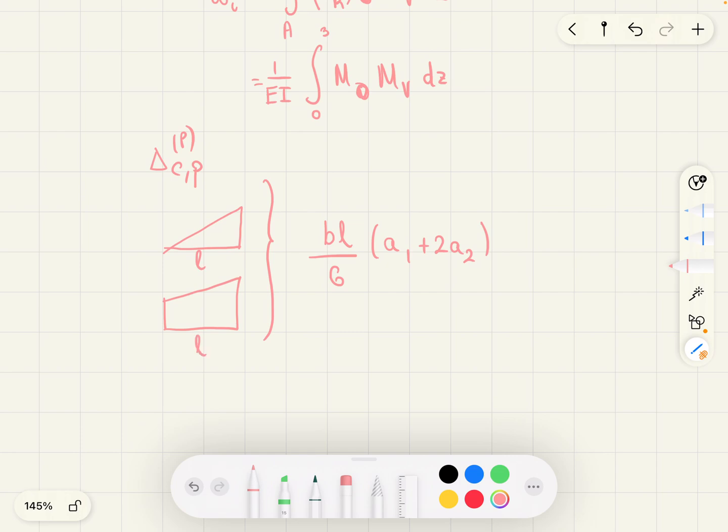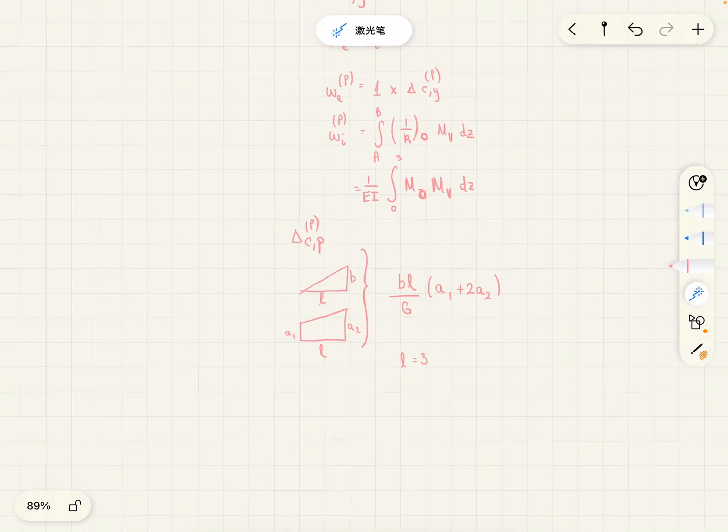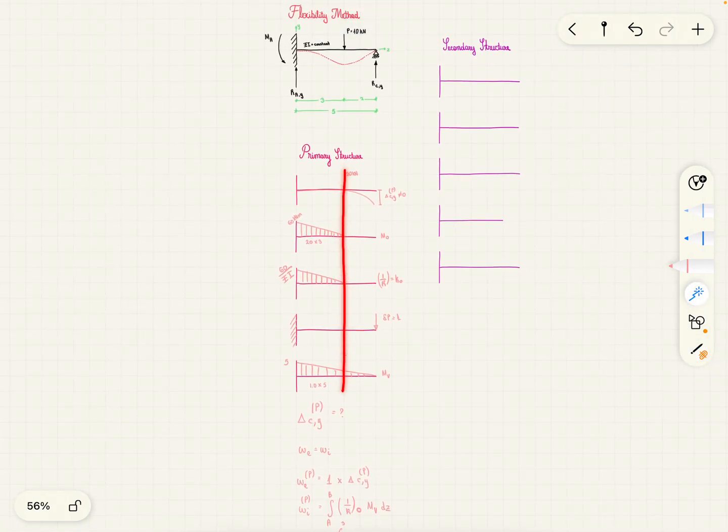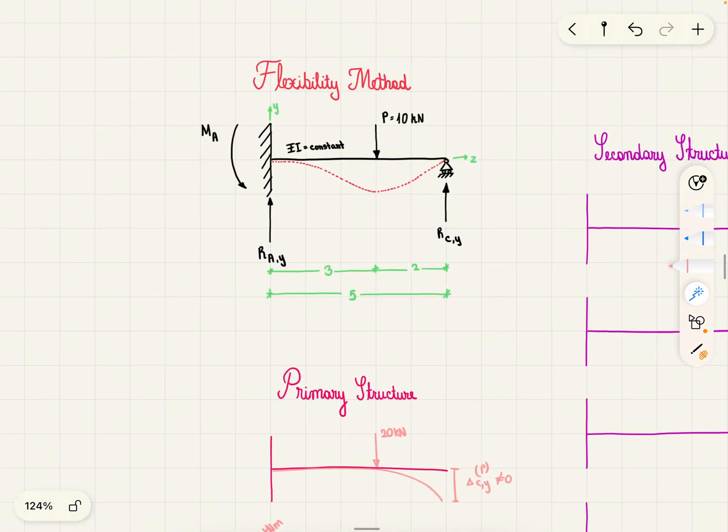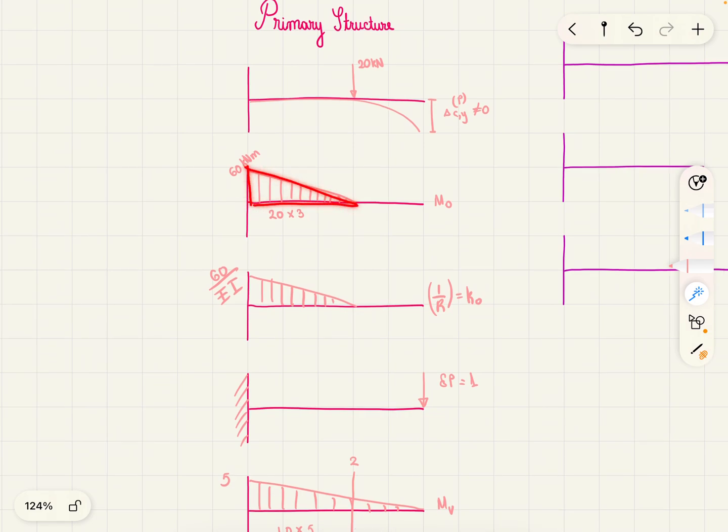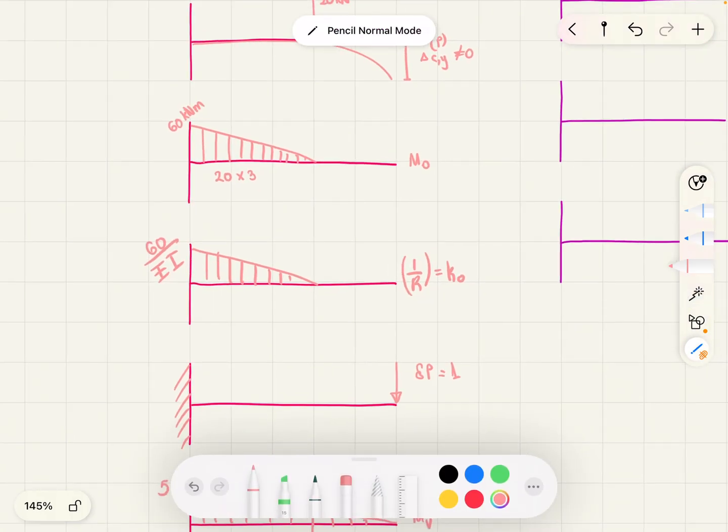L is the length for both of them. It's going to be the same value. B is the height of the triangle one. A1 is the shorter height on the trapezium, and A2 is the longer height on the trapezium. What are our actual values that we have to substitute now? The length we know is 3 because it's acting this way. So from the load to the fixed support, which is 3. Then we look at the triangle and the height is B, what we're looking for, and 60 over EI is B.